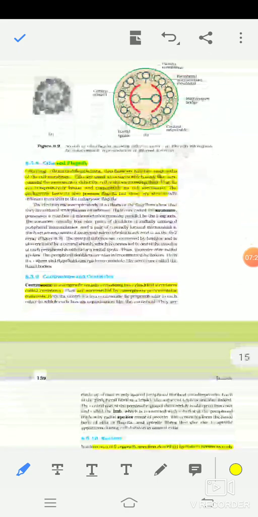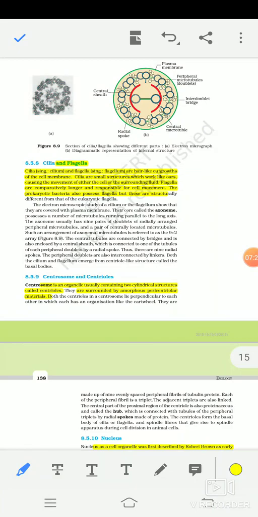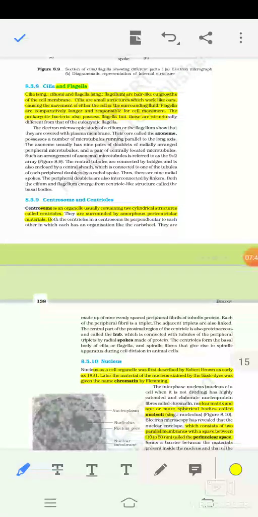the shape of the cell. Cilia and flagella. Cilium and flagellum are hair-like outgrowths of the cell membrane. Cilia are small structures which work like oars, causing the movement of the cell or of the surrounding fluid. Flagella are comparatively longer and responsible for cell movement. The prokaryotic bacteria possess flagella that are structurally different from the eukaryotic flagella.